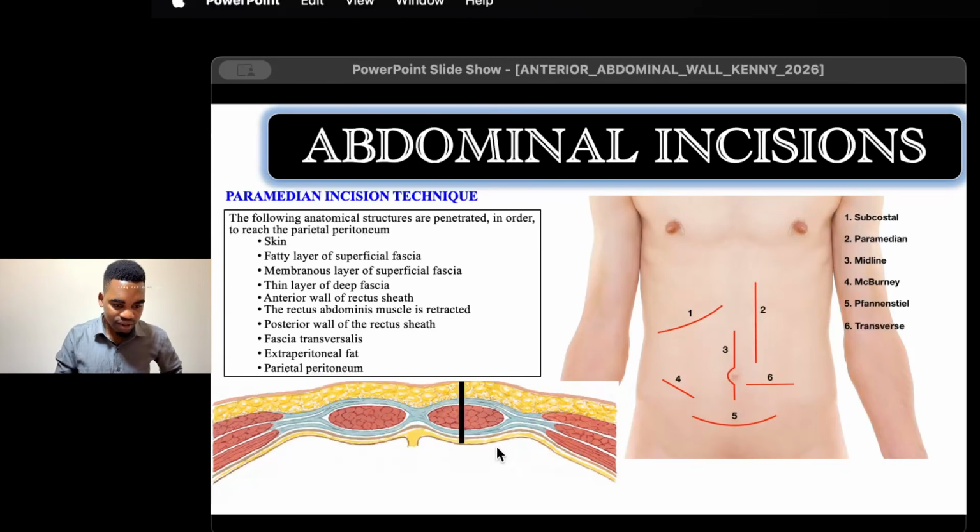Next, we have the paramedian incision, because para means around. So this is the paramedian incision here. In this paramedian incision, you see we have the muscle. Which muscle? Rectus abdominis. So in this situation, you encounter the anterior layer of the rectus sheath, and then you go through rectus abdominis. After rectus abdominis, you go through the posterior layer of the rectus sheath, and then the other layers continue as we have seen the other time. Most of the time people tend to avoid the midline incision unless it's an emergency.